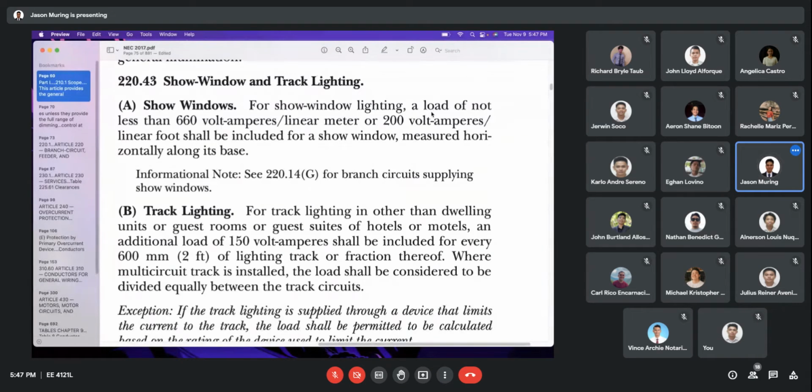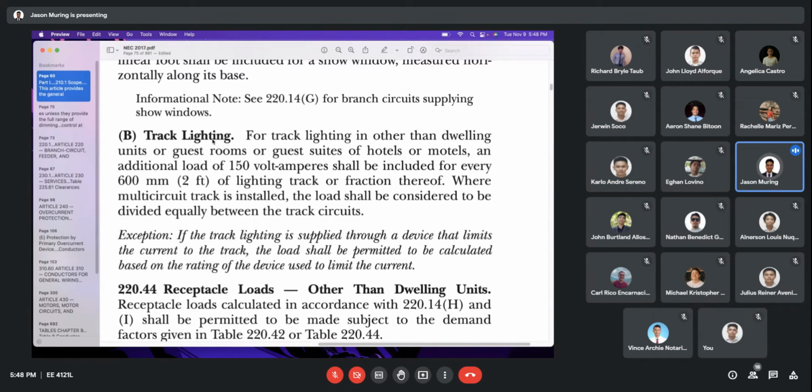Okay, so loads of not less than 660 volt-amperes per linear meter or 200 volt-amperes per linear foot. That is the requirement. If you notice, where do we see show windows? For example, in apparel stores. For example, one store probably has a length of 3 meters. So 3 meters times 660. That is the requirement for that show window alone, and we have not yet included the others.